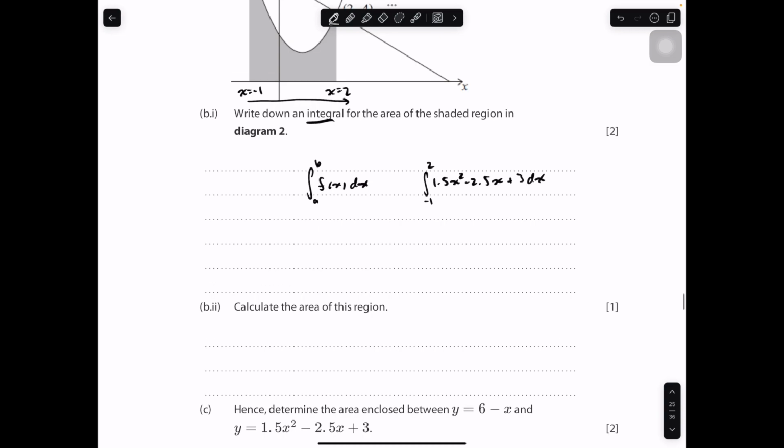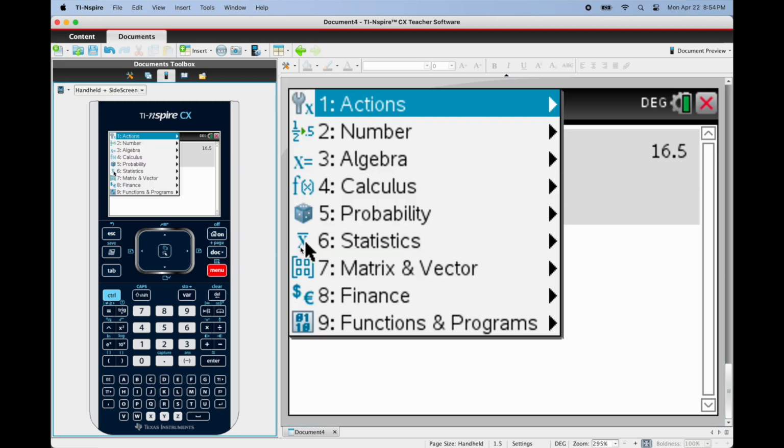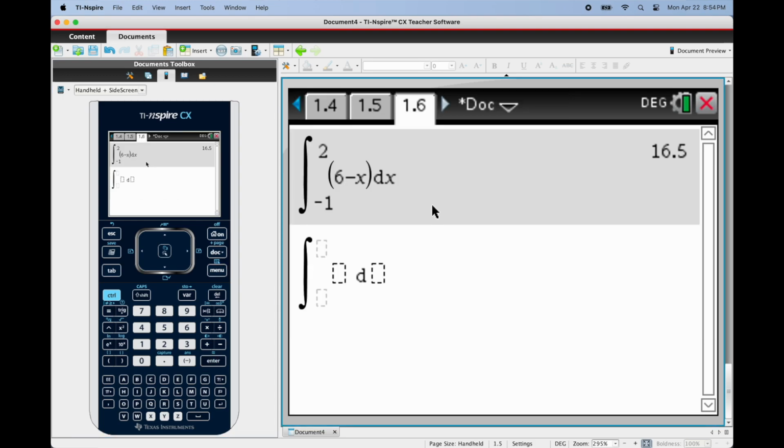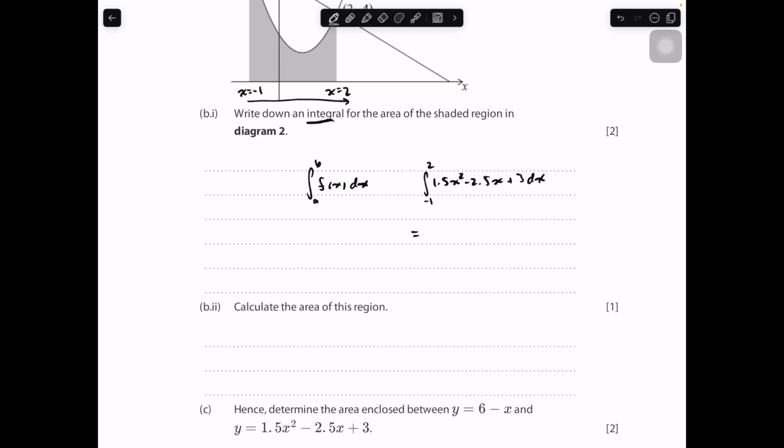Calculate the area. Let's go to the calculator, work that out. Calculus, numerical integral, starting value, ending value. Here's our function, 1.5x squared minus 2.5x plus 3, in terms of dx. We get 9.75. So equals, let's go back to the document, 9.75. Put that down here.